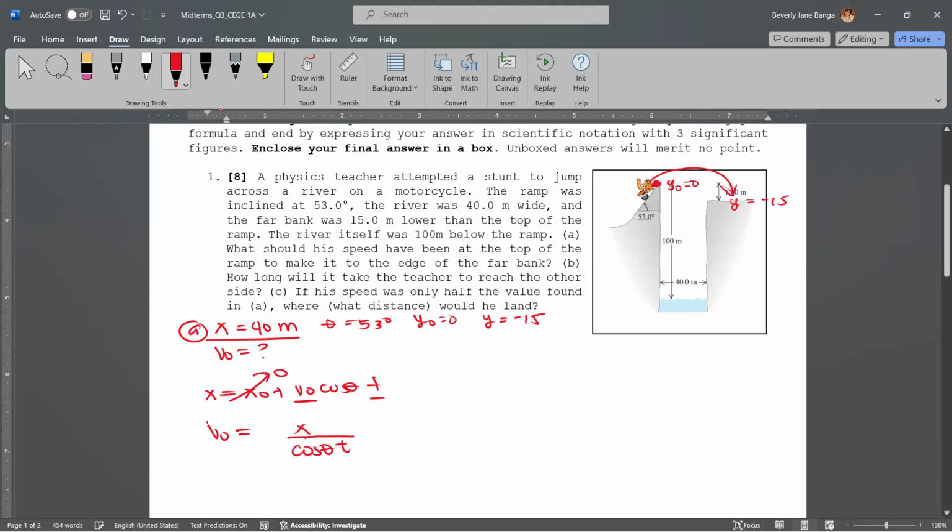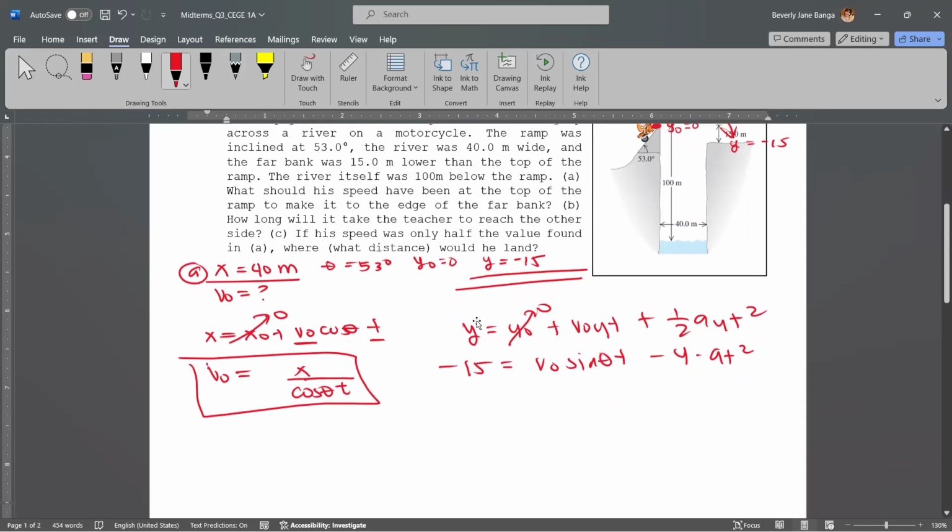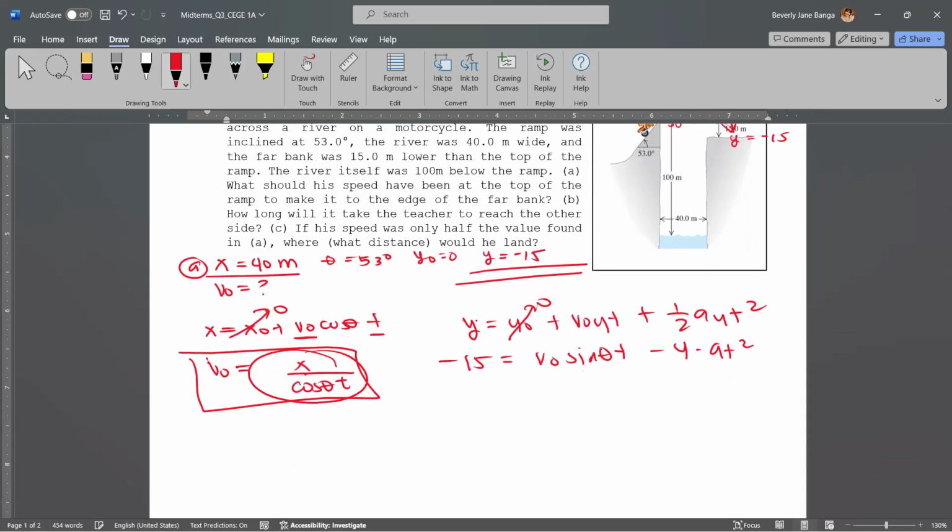Okay? So, hanapin ko muna si time. I think may ganito tayong example sa klase before, ano? So, hanapin ko muna si t. Ano pa bang pwede kong gamitin? Yung y, di ba? So y is equal to y naught plus V0y t plus 1 half a_y t squared. So y naught is 0. I have negative 15 equal to V0 sine theta t minus 4.9t squared. And I know that V0 is x over cosine theta t.